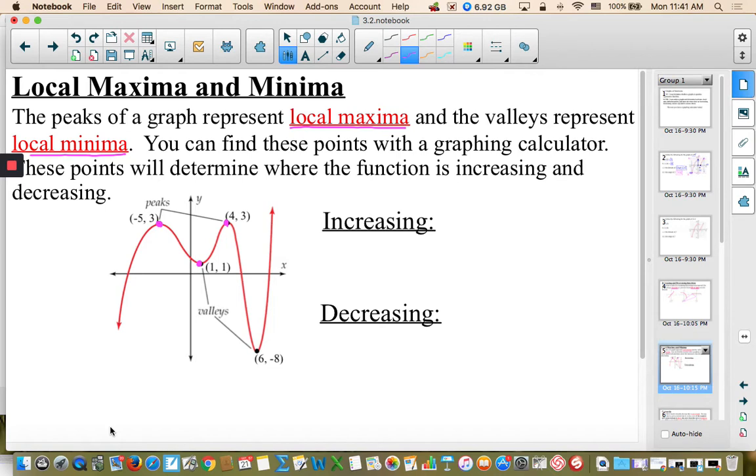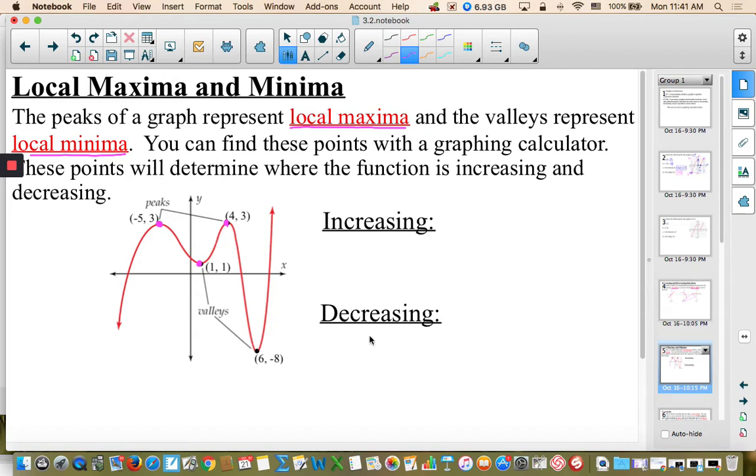It's not the actual maximum because this arrow over here shows that the graph keeps going up, and this valley is not the actual minimum because this keeps going down. That's why we use the word local in front of them. You can find these points with the graphing calculator, which we will review here in a couple minutes. These points will determine where the function is increasing and decreasing.